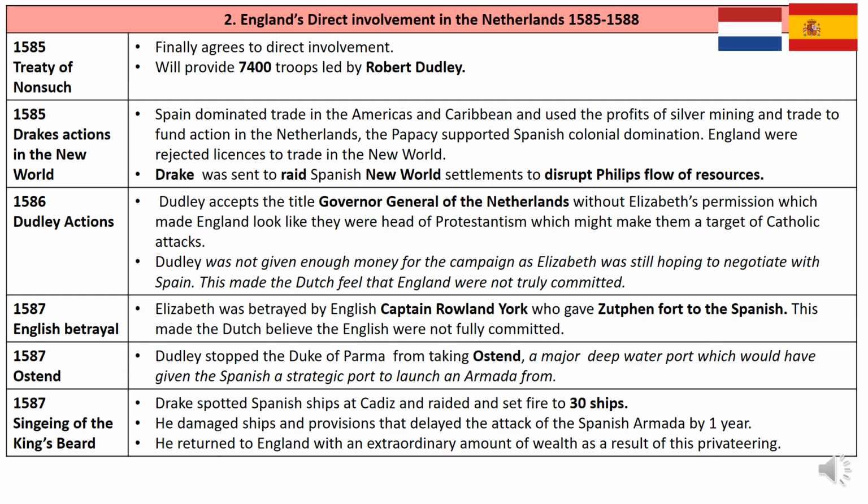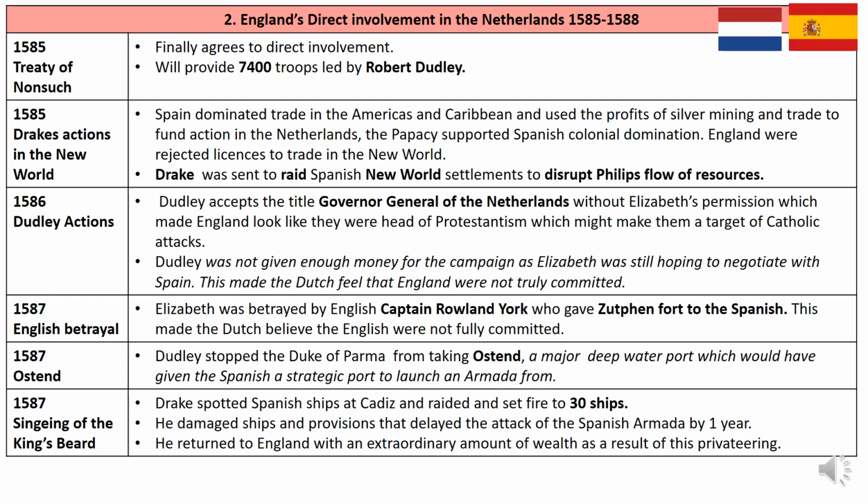Dudley can never really be successful in the Netherlands because he's never given quite enough money to pay his troops. He definitely doesn't have enough men, and Elizabeth is holding back because she's still hoping to negotiate with the Spanish to keep the peace. Because of this, the Dutch feel that Elizabeth isn't fully committed to helping the Protestants there.